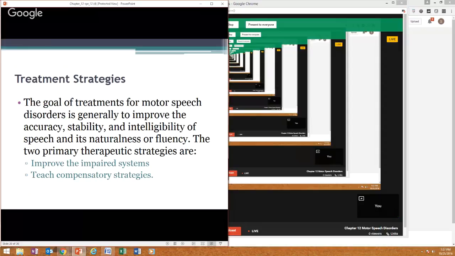The goal of treatments for motor speech disorders is generally to improve the accuracy, stability, and intelligibility of speech and its naturalness or fluency. Two primary therapeutic strategies are to improve the impaired systems and to teach compensatory strategies. Obviously, if the systems can't be fully improved, then the compensatory strategies would be important to teach the person in order to have the best speech intelligibility that they can.